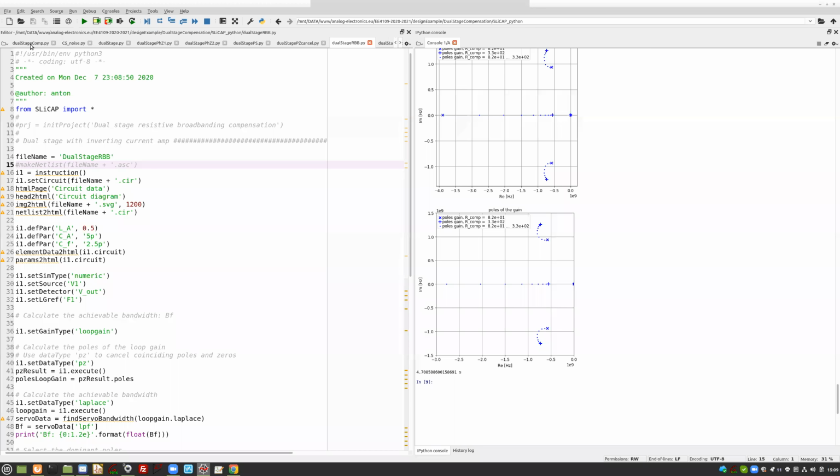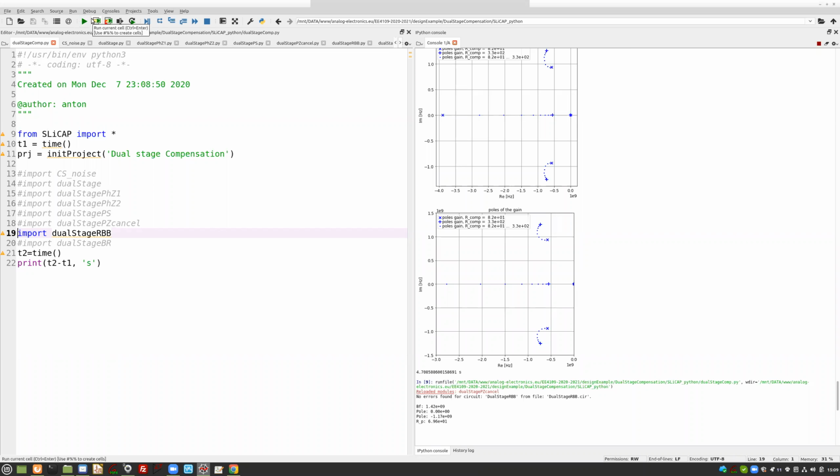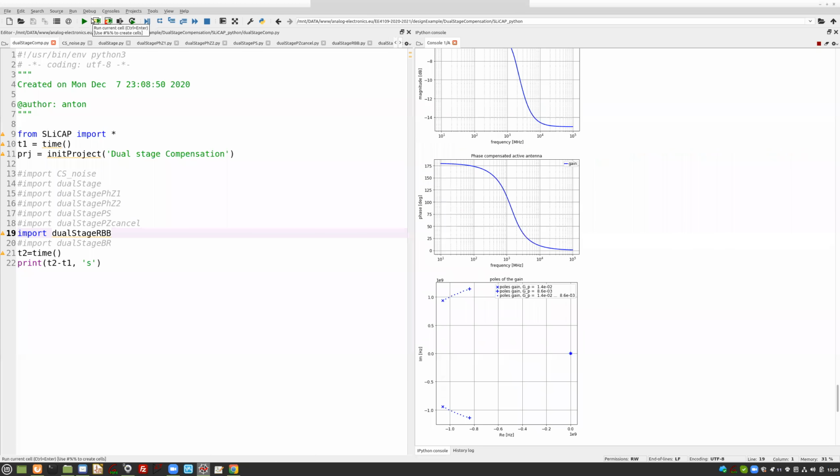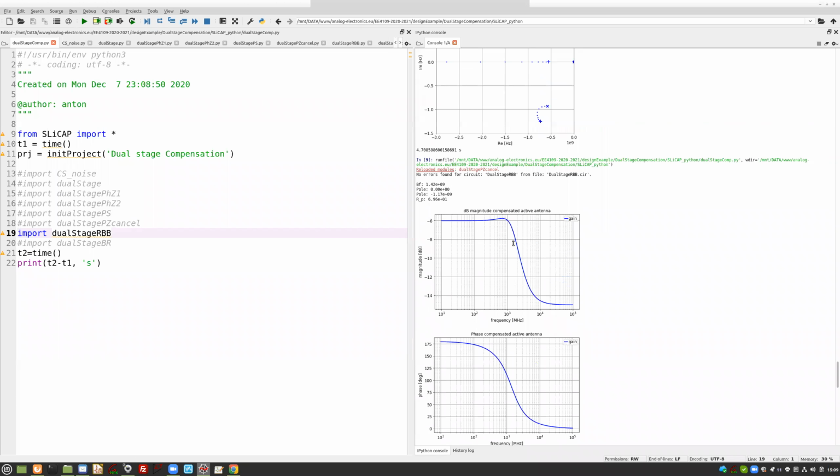Oh, I have to make it active here. So this one I leave out. And this one I put in and run the whole thing. And you see it's really a perfect way of getting a flat frequency characteristic. But don't forget about the price that we pay for it. So maybe the frequency characteristics look flat. We can also achieve this with the phantom zero, but then the price is much lower.